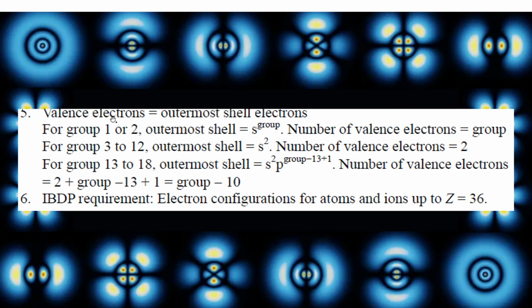Valence electrons are the outermost shell electrons. How many electrons are in the outermost shell? 1, 2, 3, 4, 5. Later on, you look at the periodic table; you have to learn how to look at it. This is just theory, you don't need to memorize it like this. For groups 1 to 2, it is just the group number. For groups 3 to 12, we need to add the s2. And for groups 13 to 18, you need to subtract 10, because of the different group numbers.